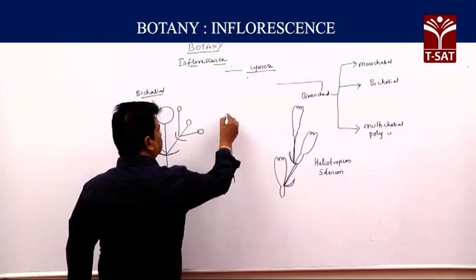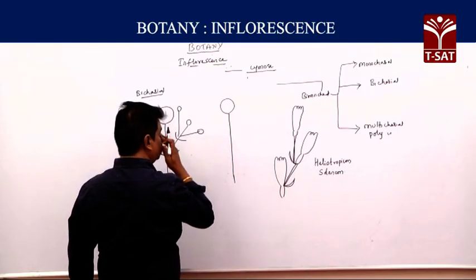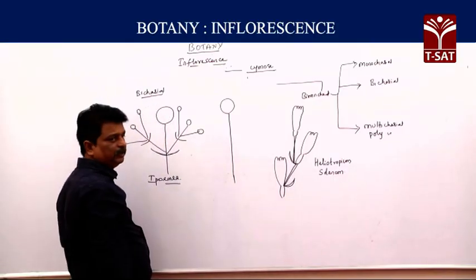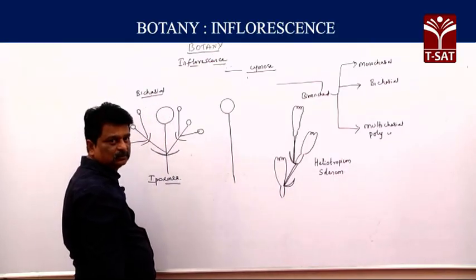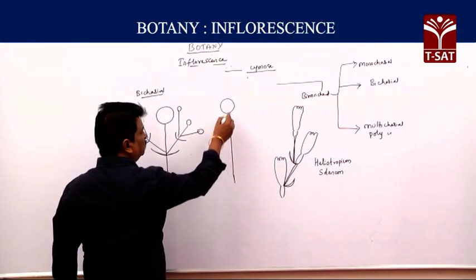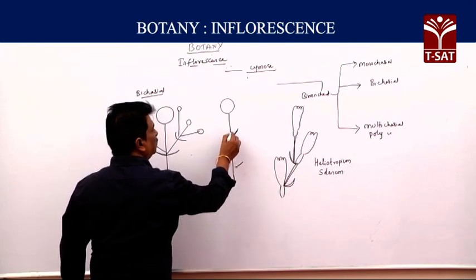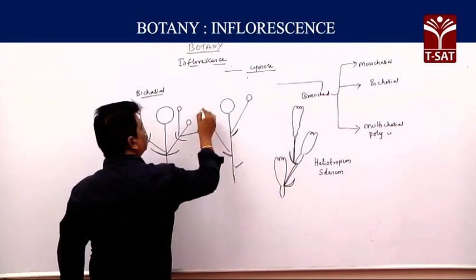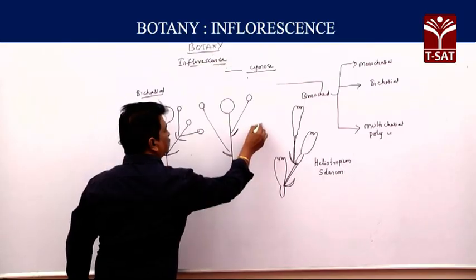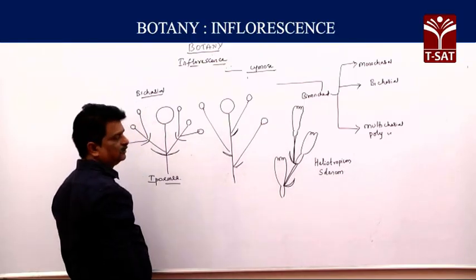Third one, polychasial cyme. Even in polychasial, the apical bud ends with a flower. But the point is, below the flower a minimum of 3 bracts are formed, which means more than 2. They give 3 branches, which are terminated with flowers.